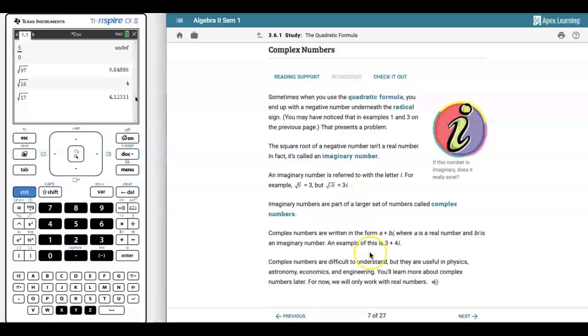And if we have two things added together, a number plus that imaginary number, we now have this complex number. So for example, 3 plus 4i gives me that complex number.